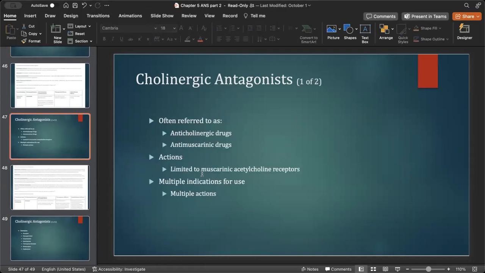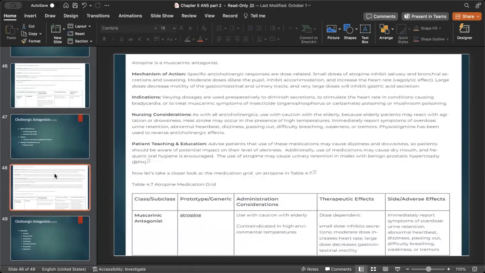But going back to this antagonist thing with the atropine, like I said, it works as a drug to help with a cholinergic crisis. So we usually will give atropine. That's the drug of choice. And we give that if they have a cholinergic crisis or toxicity to any of those cholinergic drugs that we were talking about before, because these block the cholinergic response. Like I said, mechanism of action, it's specific anticholinergic responses. So it helps with that.